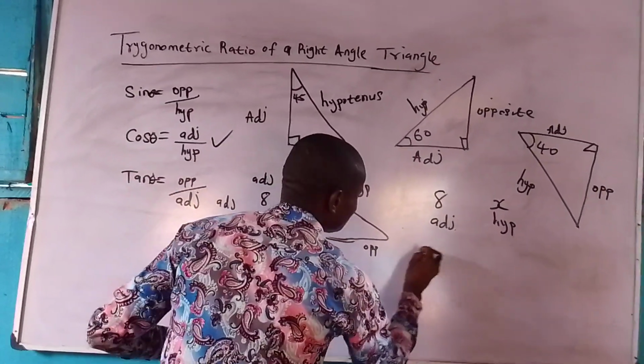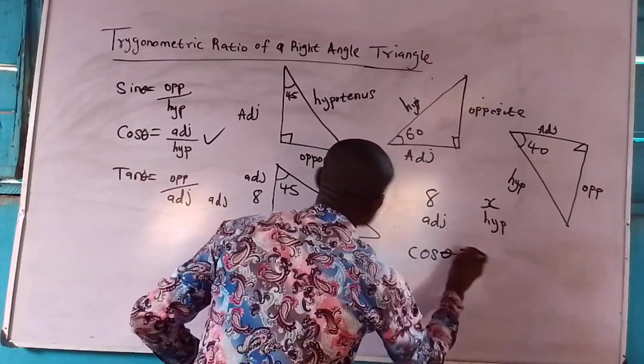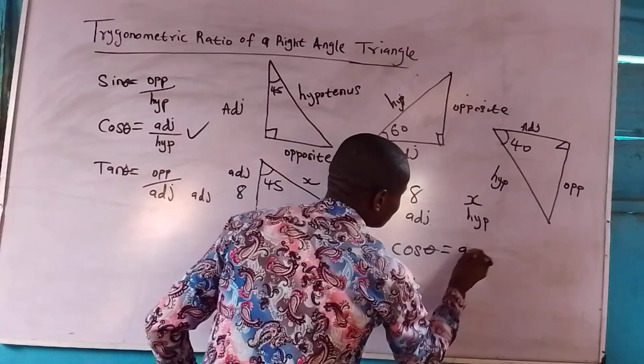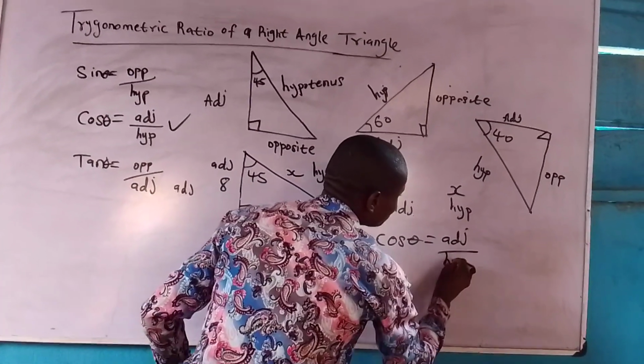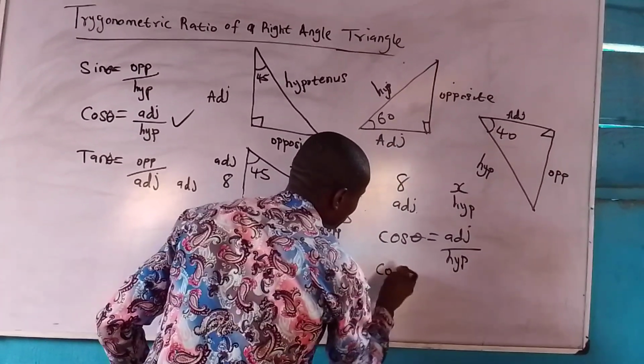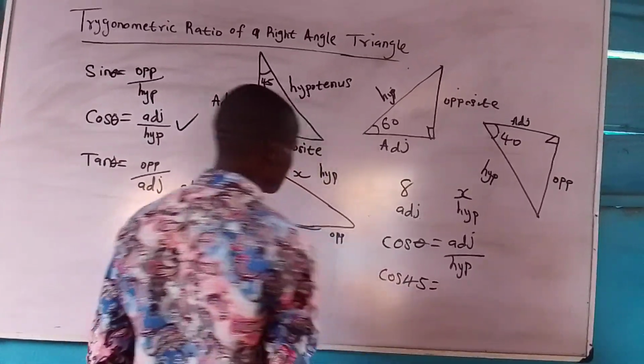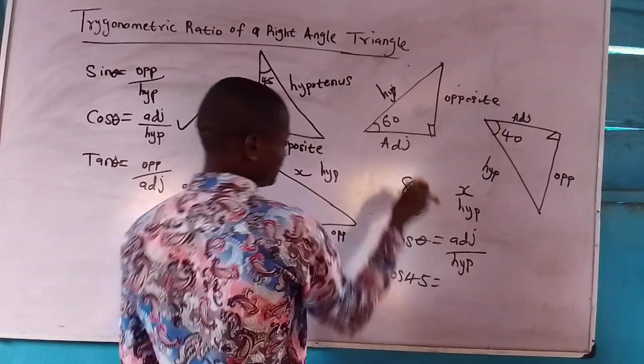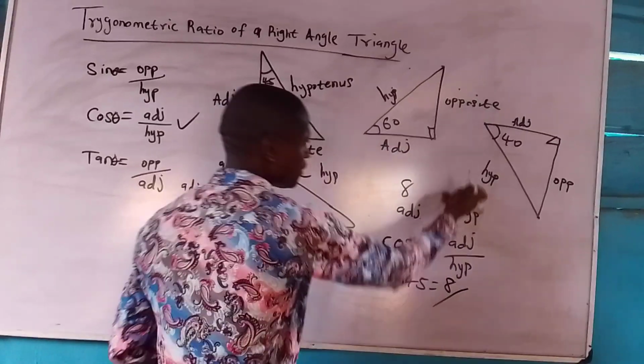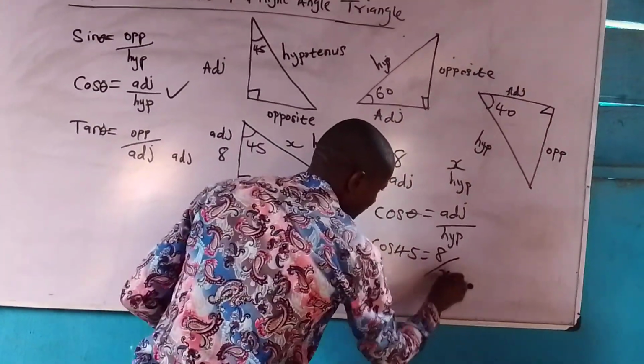That cos theta equals what? Adjacent over hypotenuse. That will be cos what? This angle, 45, equals what? Adjacent. That is 8. 8 divided by x. That is the x we are looking for, right?